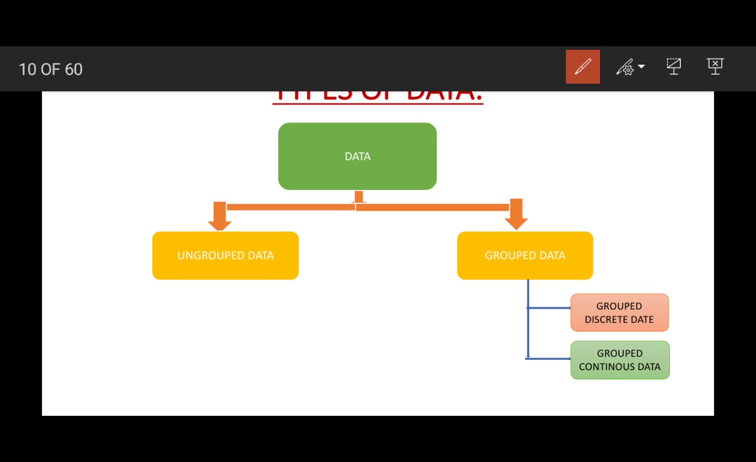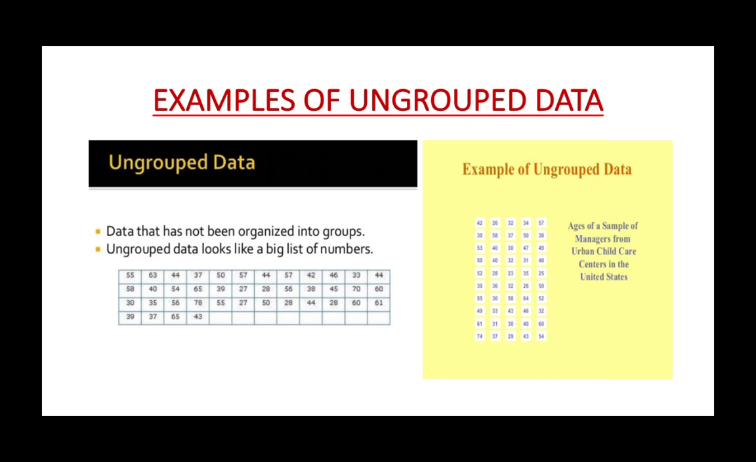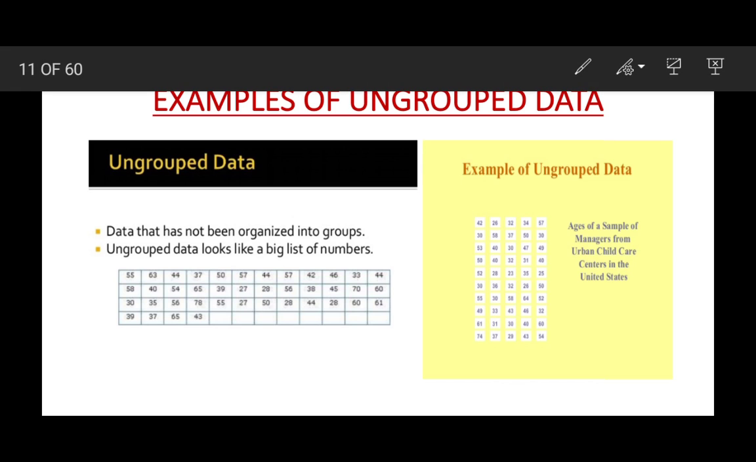So once again, let us see the examples. First, an example of ungrouped data. In ungrouped data, we are dealing with only values. Only single values are given. Frequency is not given, so that type of data is ungrouped data, as you can see here. Only discrete numbers are given.